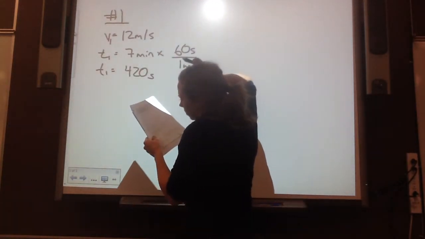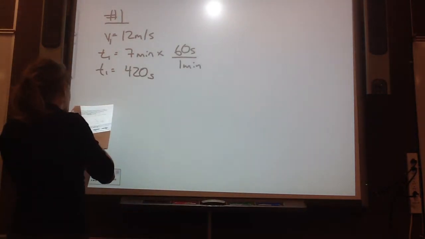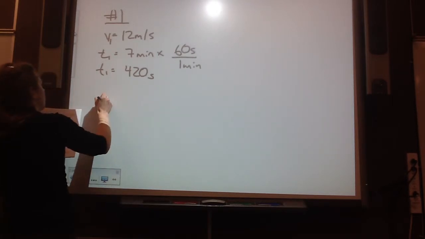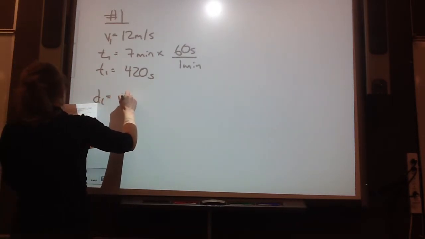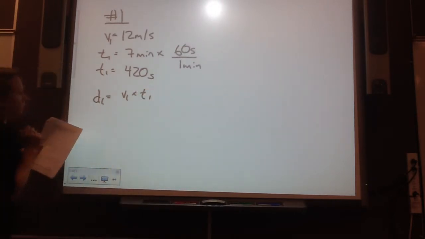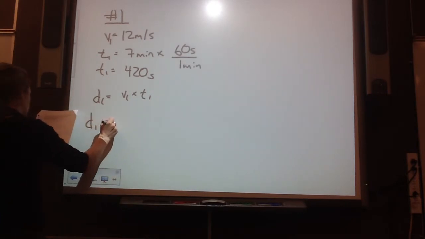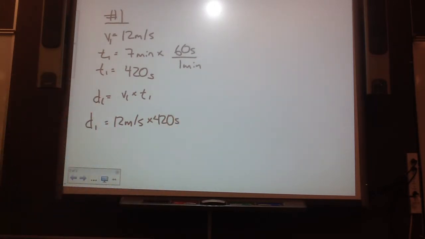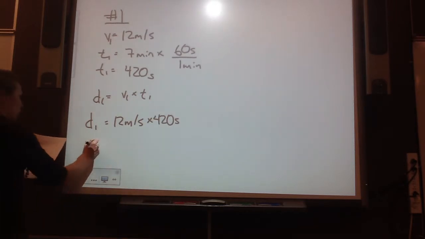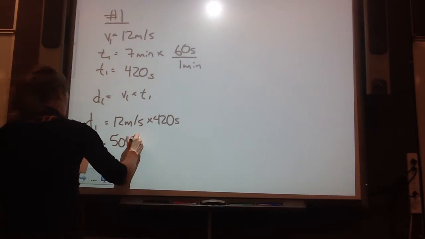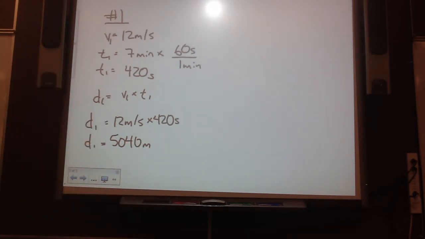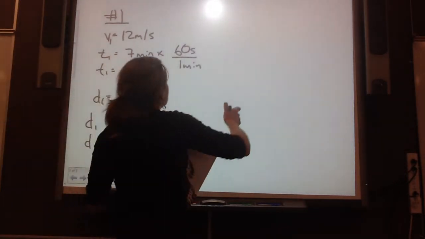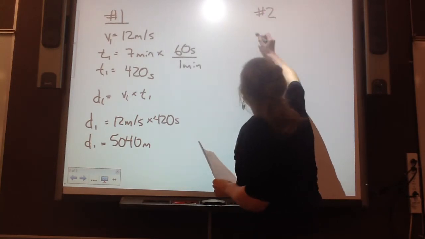Okay, so then to find my distance, I know my D1 is equal to V1 times by T1. So D1 is equal to 12 meters per second times by 420 seconds. So I know my D1 is 5,040 meters. So that's just for the first direction that he was going. That's just my first scenario. Now I'm going to do the second one as well.